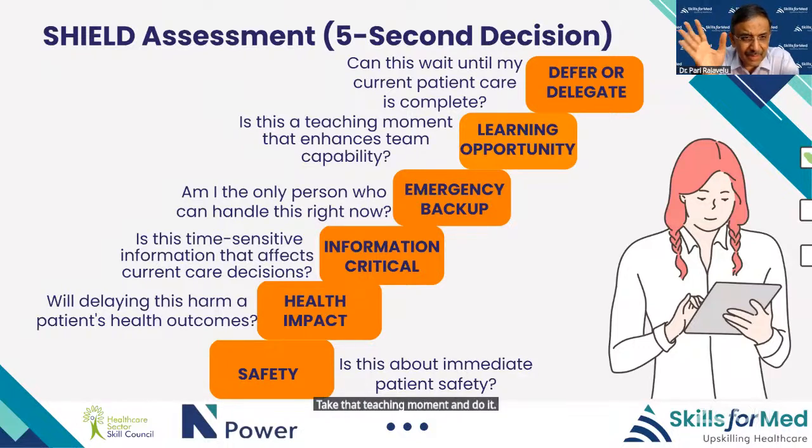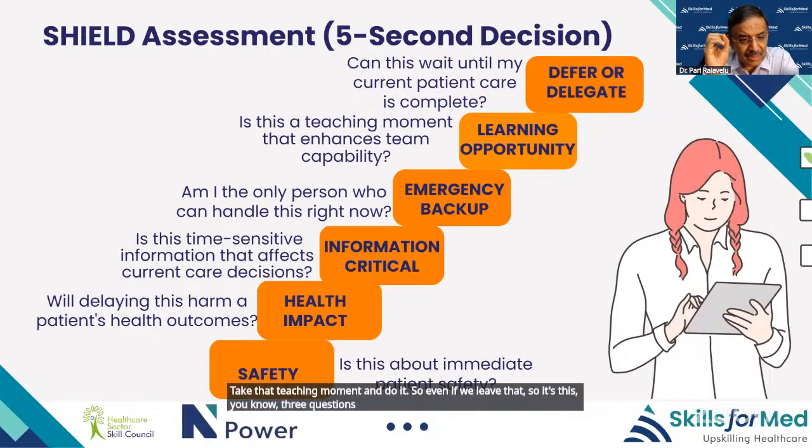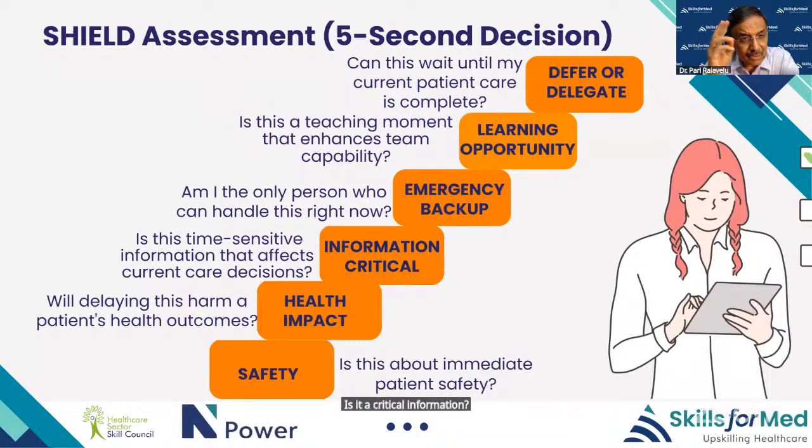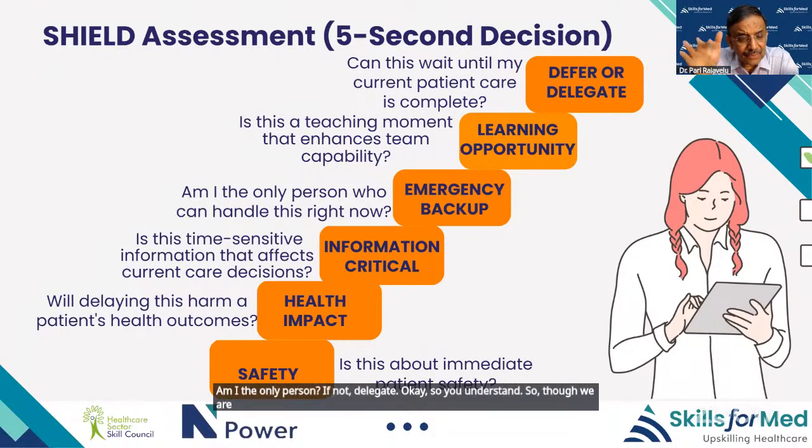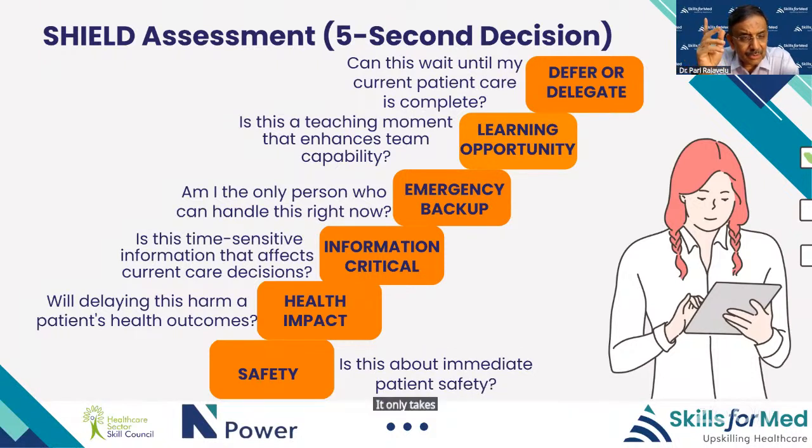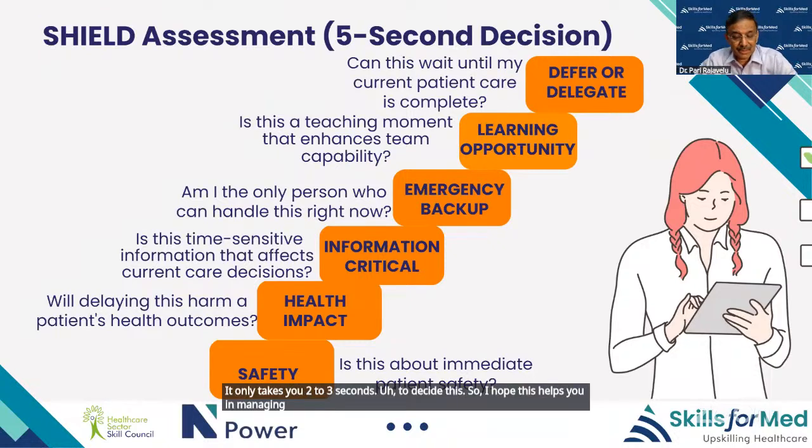So even if you leave that, it's these three questions. Is it safety or outcome? Is it critical information? And the next two are about delegation. Am I the only person? If not, delegate. Okay, so you understand. So though we are trying to explain it in five steps, it only takes you 2 to 3 seconds to decide this. So I hope this helps you in managing your interruptions.